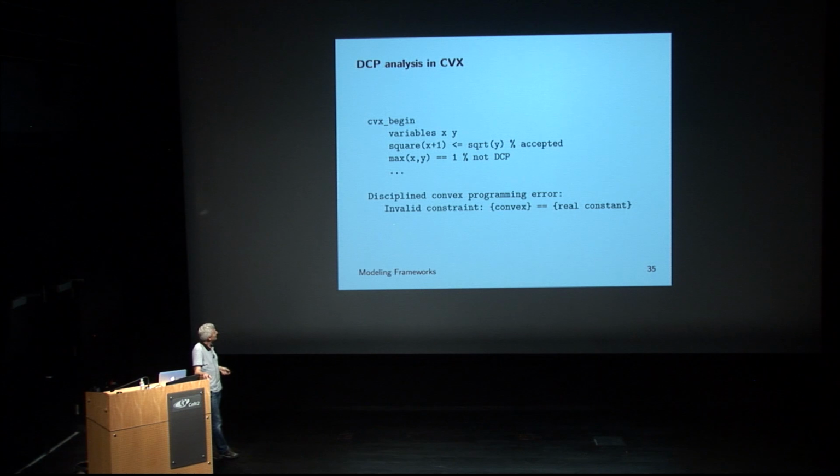And so what will happen is you'll get this. It'll say discipline convex programming error. You can't have convex equals real constant. Okay? So this is just to show you kind of how it works.